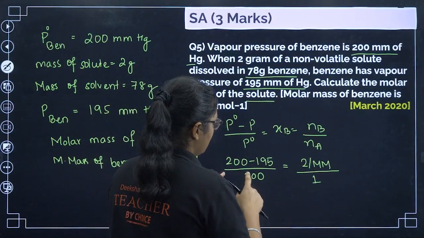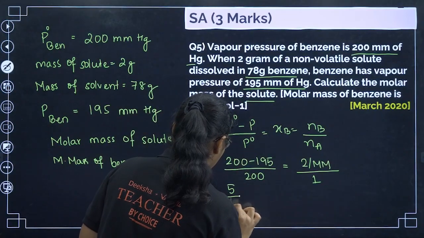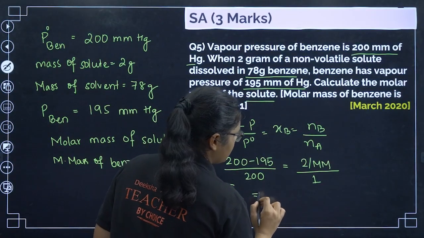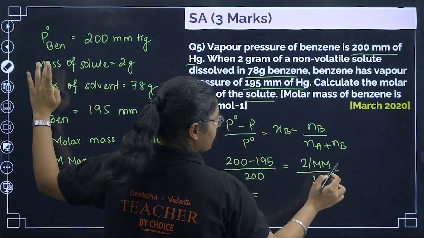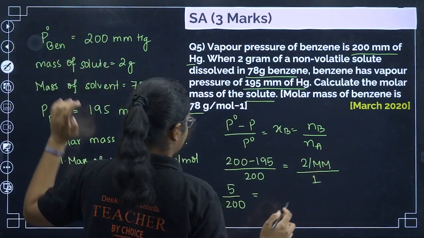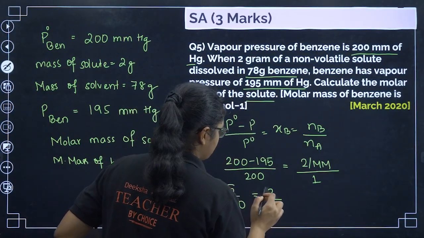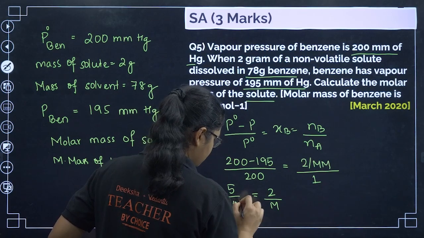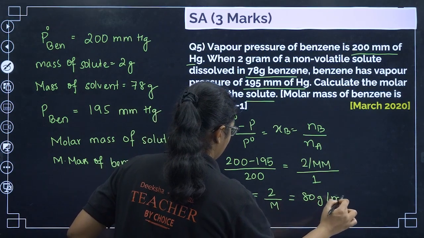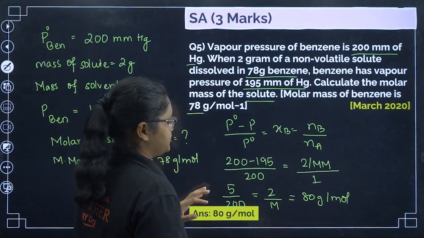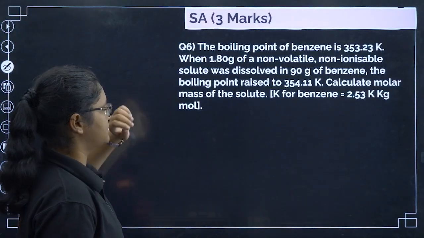So if I solve it, 5 by 200 will be 2 by molar mass. Let me just calculate here, so it will give me 80 grams per mole. Okay, 80 gram we will get, which is the correct answer. You can ignore this NB in this type of questions, not everywhere but in this type of questions.